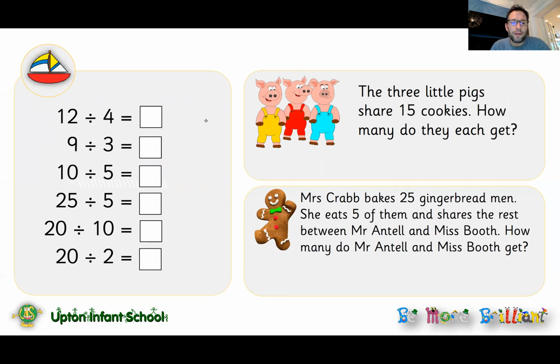First of all, our number sentences. 12 divided by 4 is 3. 9 divided by 3 is 3. 10 divided by 5 is 2. 25 shared between 5 is 5. 20 divided by 10 is 2. And 20 divided by 2 is 10.